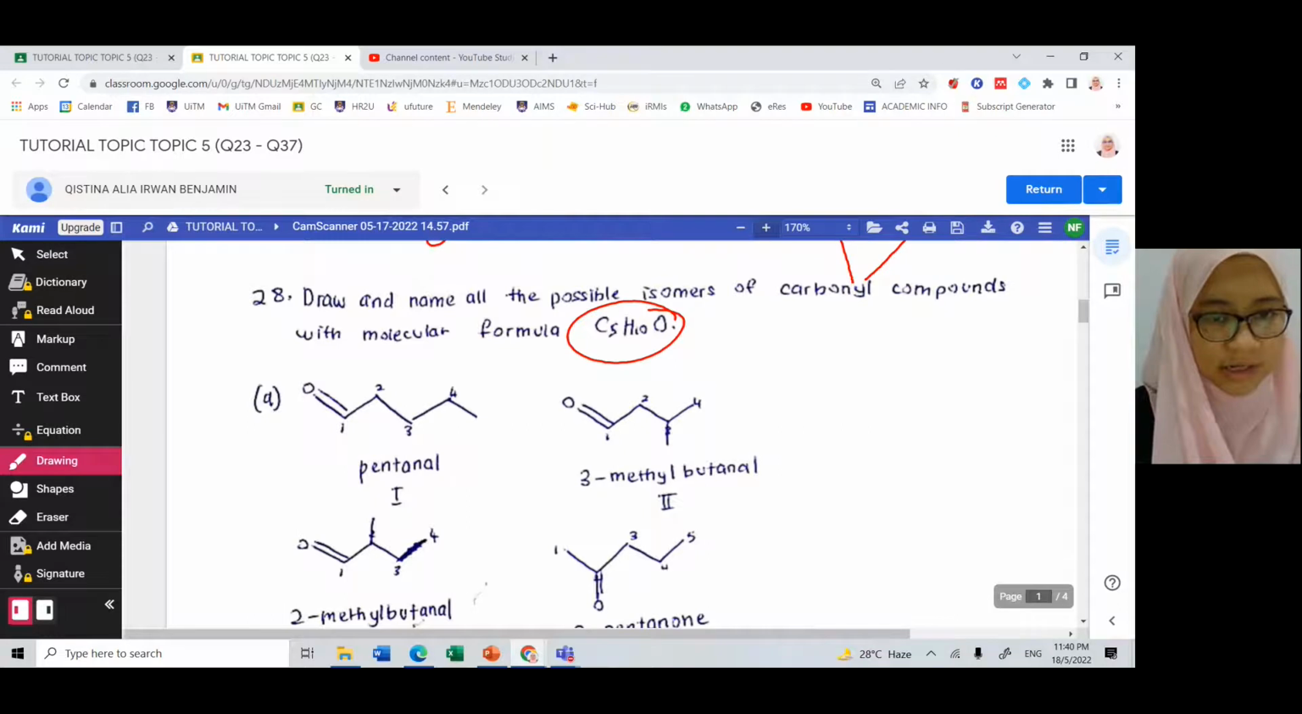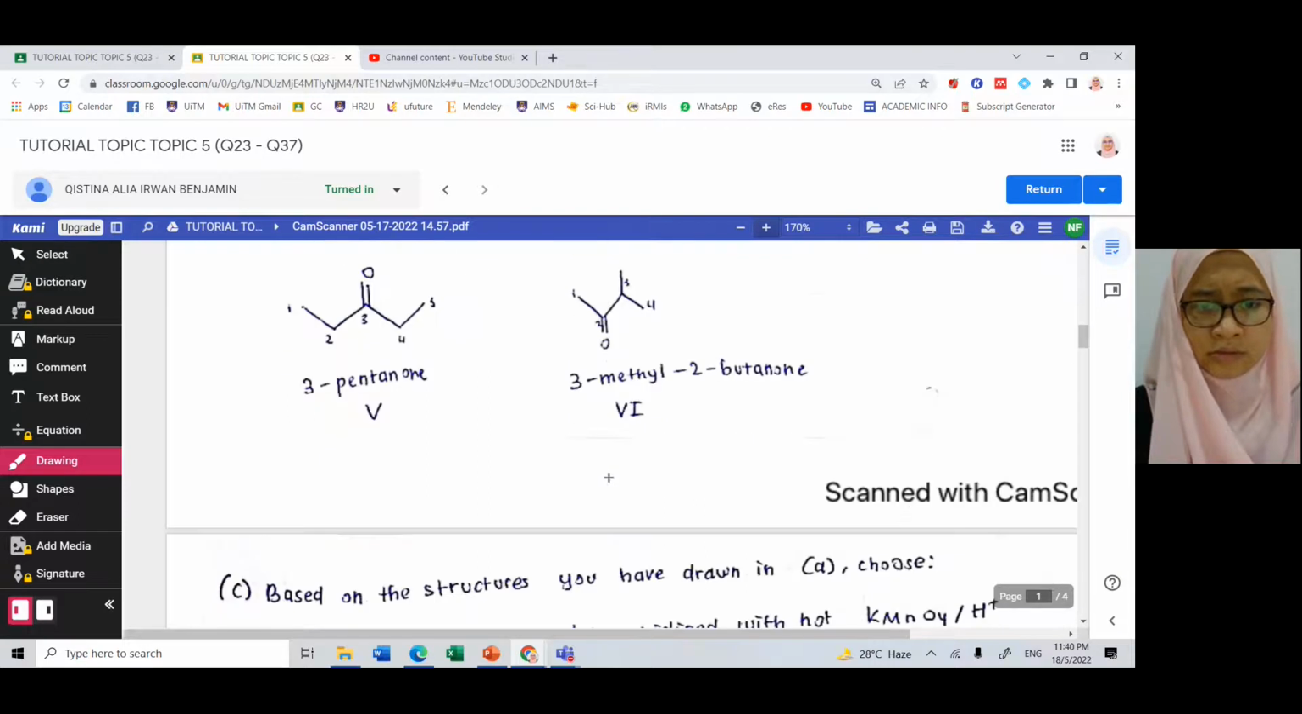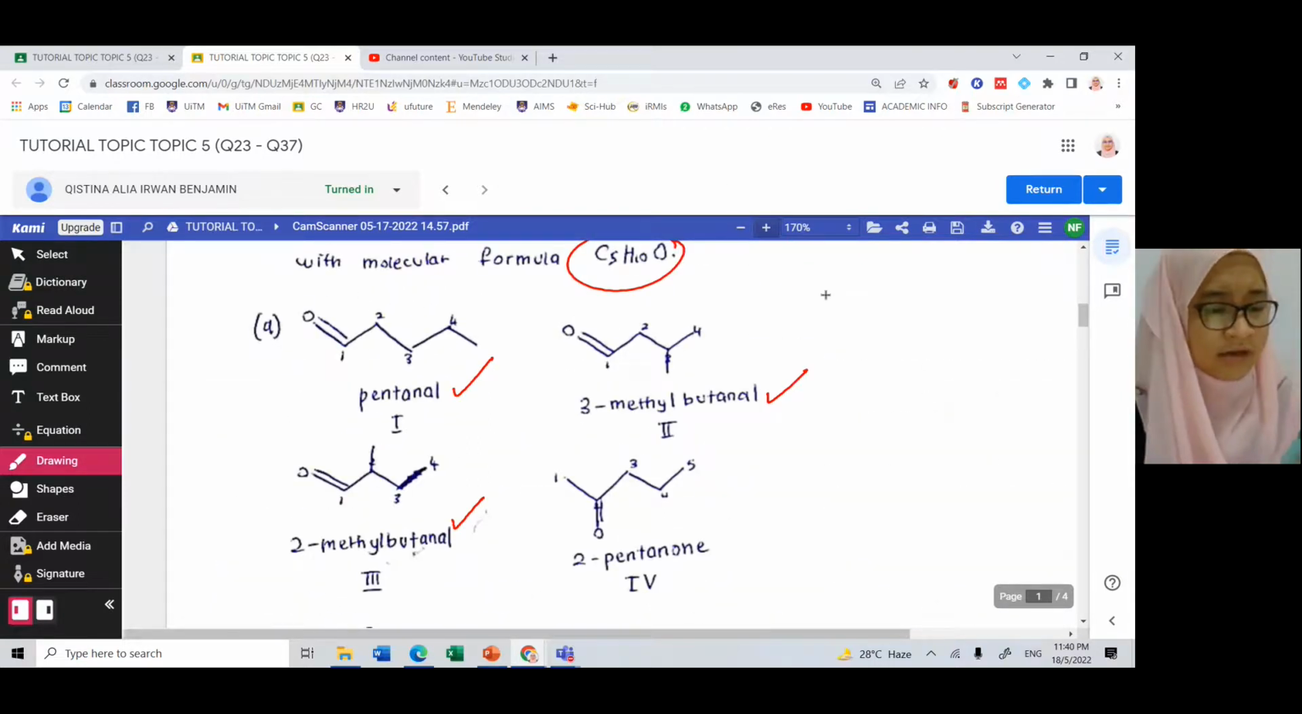We do have pentanal. We also have 3-methyl butanal. As you can see, these two are aldehydes, and other than that, we also have 2-methyl butanal. It is also an aldehyde, and then 2,2-dimethyl propanal. So we have one more aldehyde actually. This is a double bond O, so this is also an aldehyde.